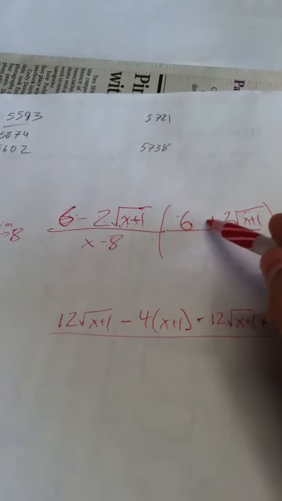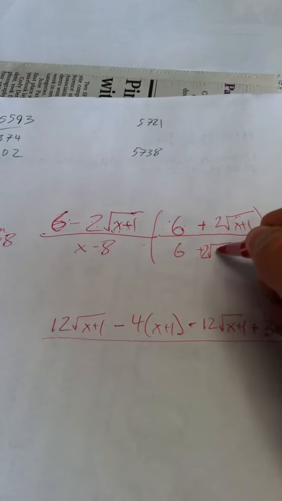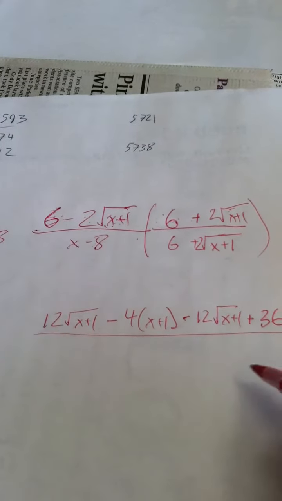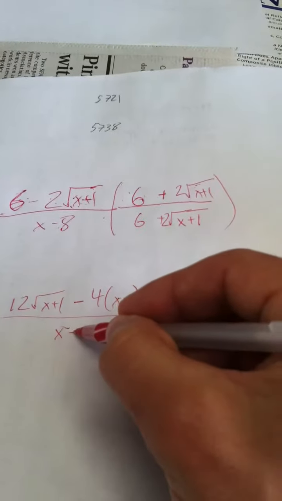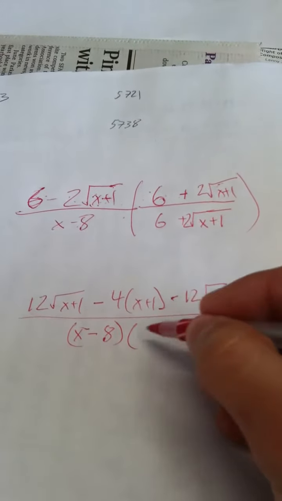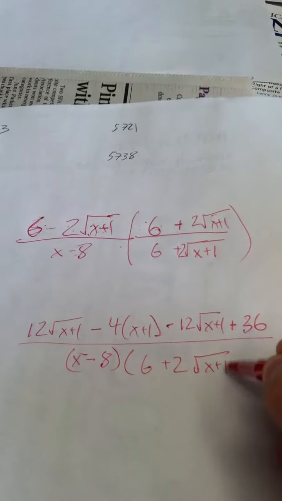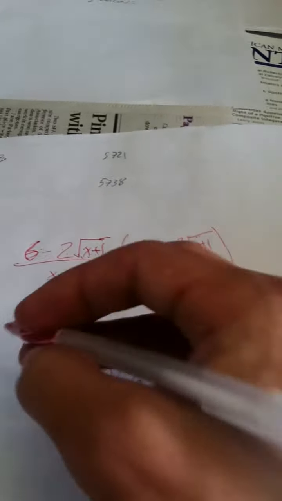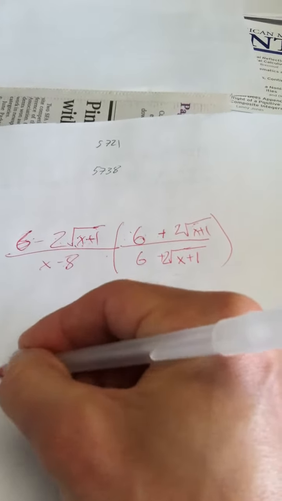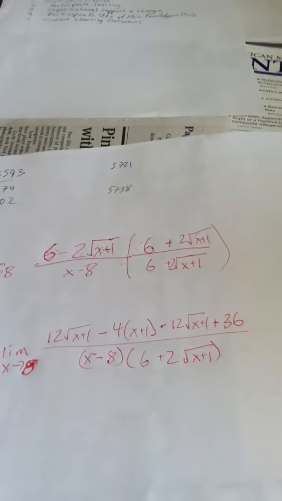Over, well, you've got to write this term again, because it's it over itself. And so then on the bottom I'm going to have x minus 8 times 6 plus 2 root x plus 1. And you just want to leave that. Got to leave the limit because I haven't made x go to 8 yet. Oops, that's an 8. Right?